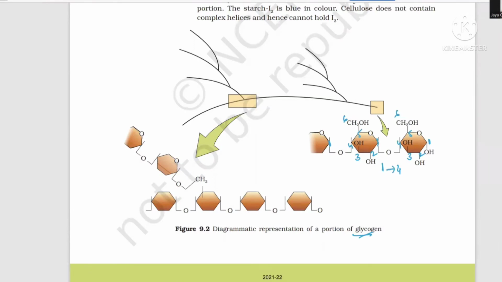Between first and fourth. And if you see here, OH was down. Here OH was down. That is why this bond was made. And here also OH was down. So this is alpha. This is your O. Next to the O carbon, if OH is down, you say alpha. If OH is up, you say beta.